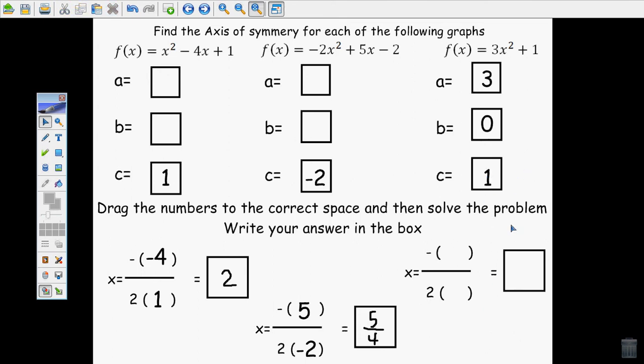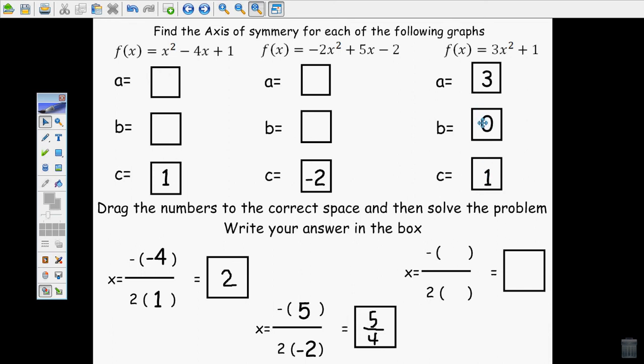Okay, it was pretty easy because the three numbers that remained were the three that went in the boxes, but hopefully remember the coefficient in front of x squared is 3. So this one's going to open up. Then there was no middle term, there was no x term, so b is 0. If there's no x term there, then the number for none is 0, and then c would be 1.